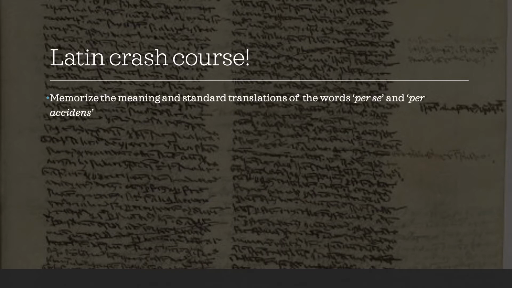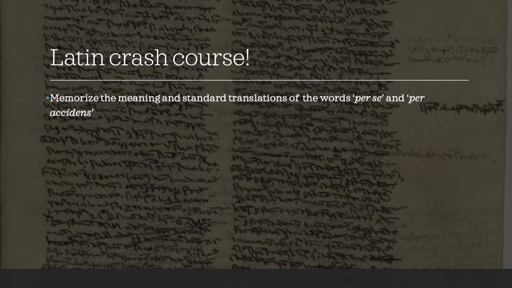We will also have to memorize the meaning of the two technical terms per se and per accidens. Per se is spelled P-E-R space S-E. Per accidens is spelled P-E-R space A-C-C-I-D-E-N-S. Per se is a phrase that's often used in regular English conversation, but it's usually used incorrectly.